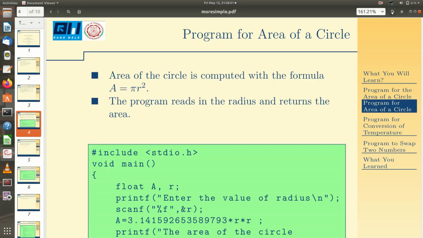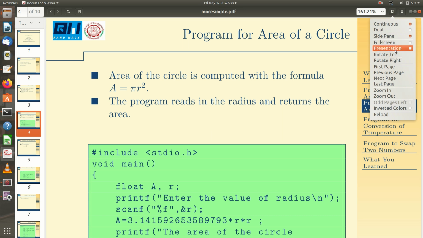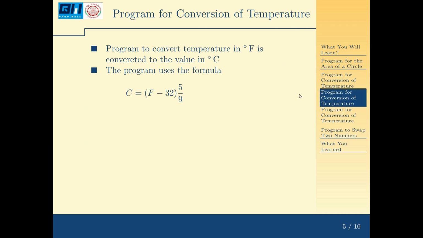Now let us come to another small program. It's a program for conversion of temperature. Suppose I have a temperature in Fahrenheit. I have to convert to the Celsius scale. So I use the formula C equal to F minus 32 into 5 by 9. So what I did is I have to read in the temperature in Fahrenheit, apply this formula, get a value in Celsius, and output that value.